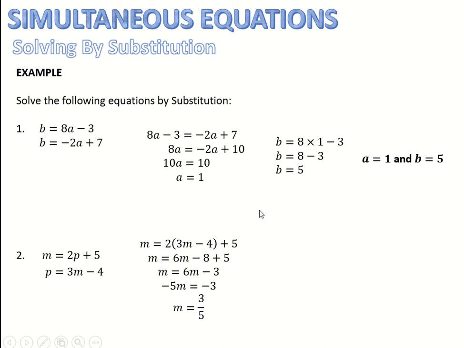Okay, but same idea as before. Here I took my a and substituted into one of them. Here I'm going to take my m and substitute into one of them. I could use this first one, but I like the look of this one. P is equal to 3 times whatever my m is minus 4. So I'm going to use that one. So everything's on the one side, and I can just solve it all together.